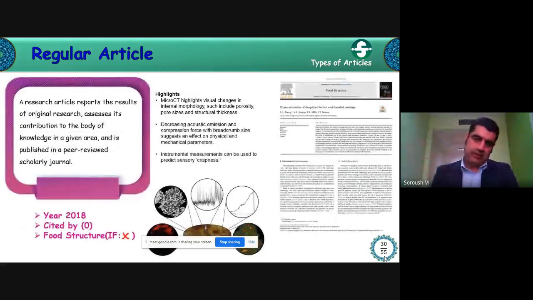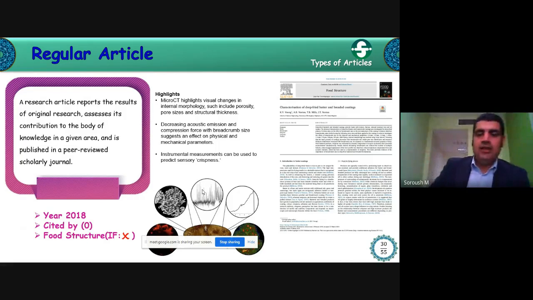This is the regular article which we are familiar with. We can see that Elsevier, for example, provides a special space for highlights and graphical abstract so as to lure the attention of the reader. And we can see that these guys used highlights as 3 bullet type sentences. However, they could use 5. So there is a definition here for the research article, which reports the results of original research, assesses its contribution to the body of knowledge in a given area, and is published in a peer-reviewed scholarly journal.